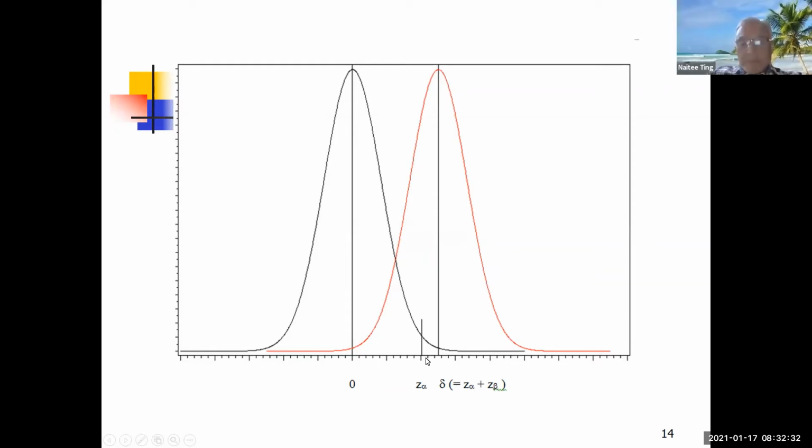So what is Z beta? Z beta is from here to here. As a matter of fact, I should say the absolute value of Z alpha and the absolute value of Z beta. So the distance from here to here is Z beta. From here to the left is beta, the probability of false negative. And of course, from here to the right, this huge area is power. Power equals 1 minus beta. So that's how we understand these two curves.